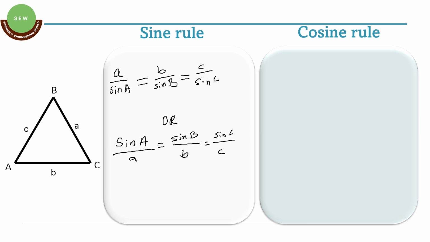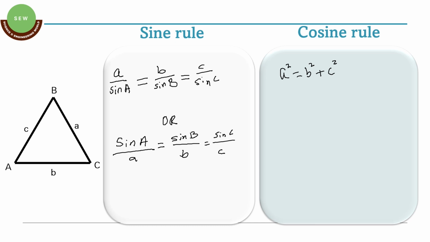In similar vein, the cosine rule says something similar to what we have in a right-angled triangle. But because it's not a right-angled triangle, there is a modification to it. The cosine rule says that a squared will be equal to b squared plus c squared. Now, like I said, this is like the Pythagoras theorem.